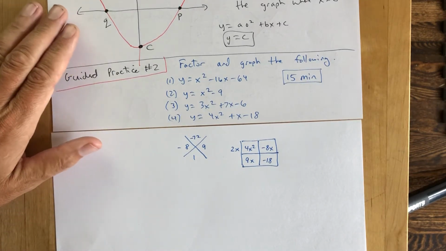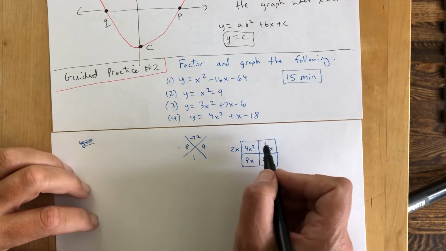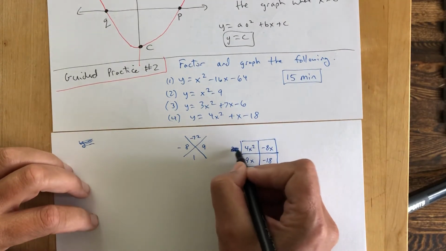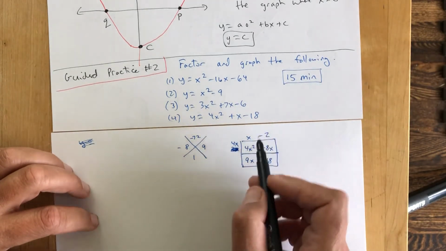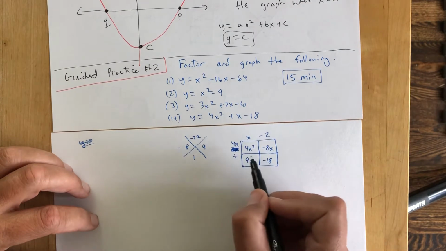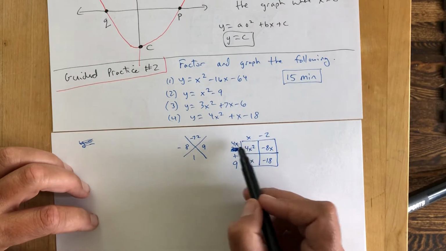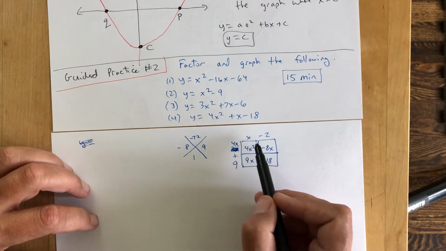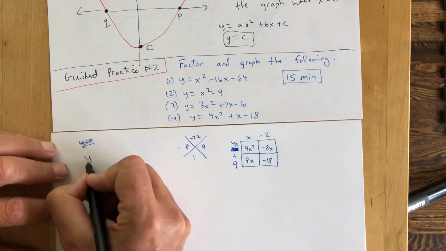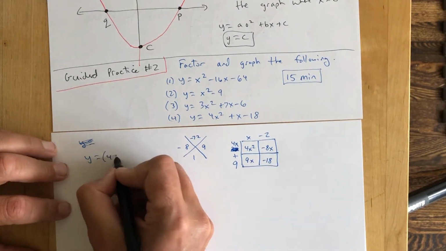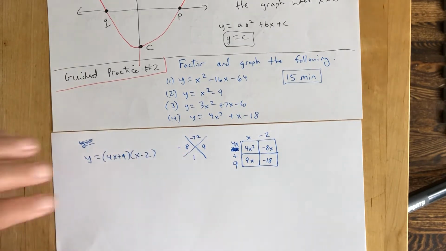Oh no. Anyways, 2x doesn't work because we need a 9x here, so I think it's 4x and x. So 4x and minus 2, 4x plus 9, does that do it? So 4x times x is 4x squared, 4x times minus 2 is minus 8x, x times 9 is 9x, and yes. So we get the factorization, y equals 4x plus 9 times x minus 2.